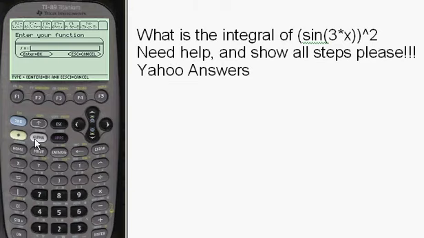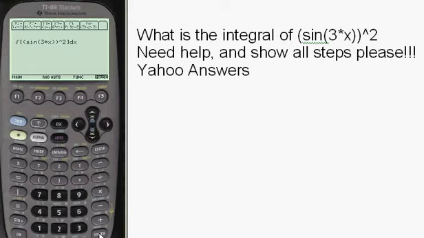Have to press alpha first, then left parenthesis, because we're going to square the whole thing, and then the second function, the sine function, second register in the calculator. Then 3 times x, close off the sine and the whole function, and then squared. Okay, let's see if we entered it right. Sine of 3x squared looks pretty good, so we're going to say OK.